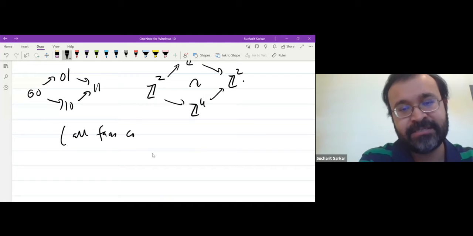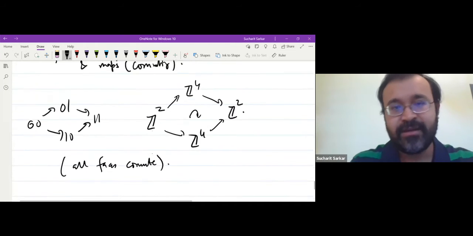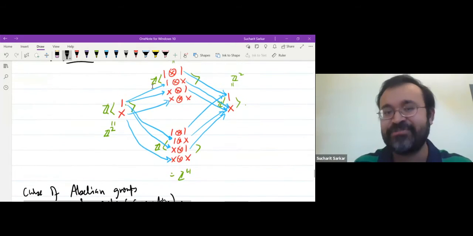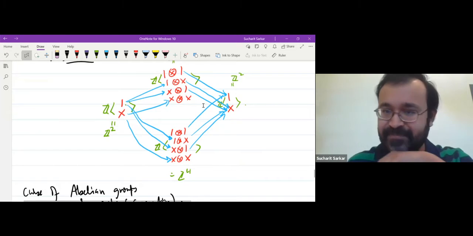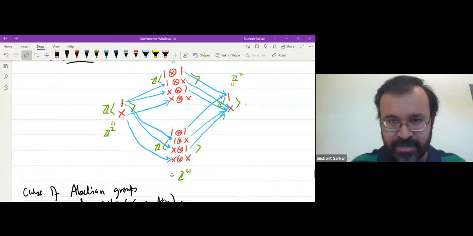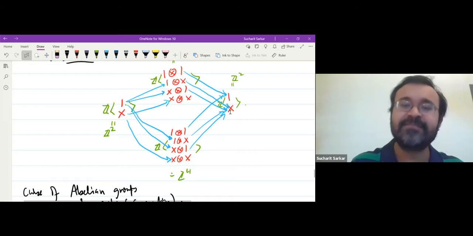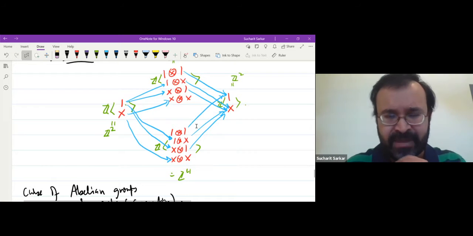All faces commute. Okay, I guess you can check that this face commutes. If I start here and go here, I will get the same map. And that map will be this 1 maps to twice of this X. That will be the map both ways.